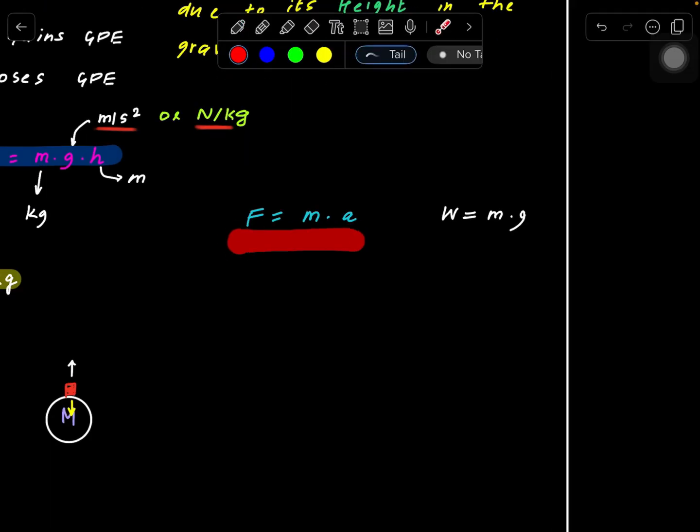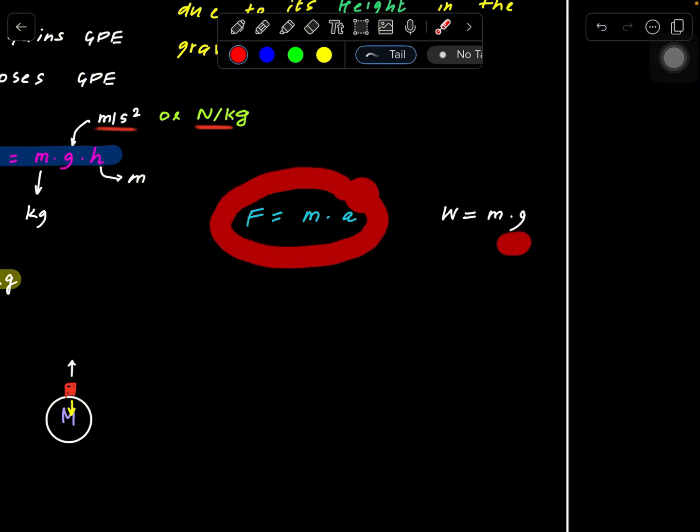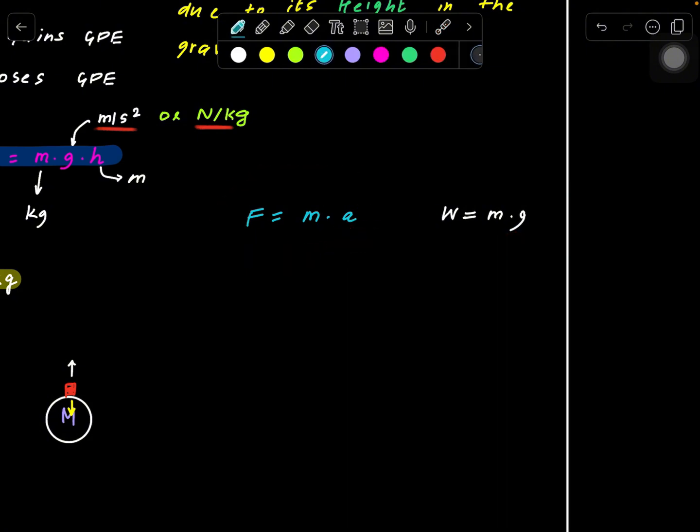These two formulas have something in common. m is exactly the same. F, force, is represented as the weight. Remember, weight is a force, okay? And g is in place of a. Now, I can rearrange this formula for g, and I can rearrange this formula for a. This also tells me that gravitational field strength is equivalent to acceleration of free fall, okay?